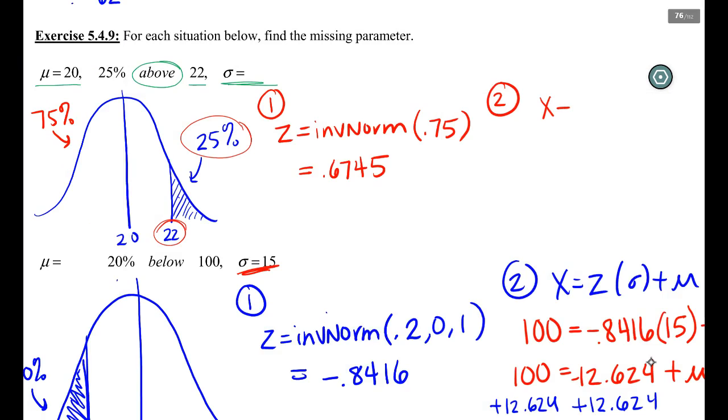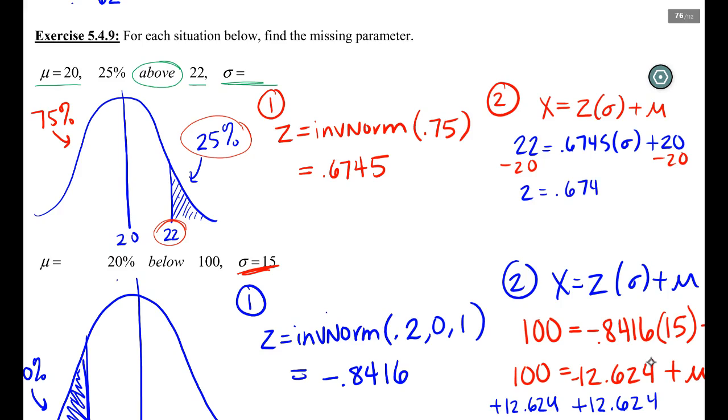So x is equal to z times our sigma plus mu. This is basically saying this 22 is this many standard deviations away from the mean, right? It all makes sense with our z-score. So our 22 is 0.6745 standard deviations away from the mean. So the difference between our cutoff and our mean is a 2. And if that is 0.6745 standard deviations, we can figure out exactly how large a standard deviation must be in this particular example.